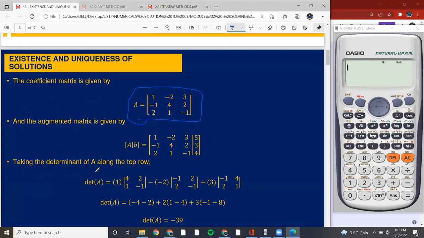Now, taking the determinant of A along the top row, meaning we pivot here. So 1, cancel its row and column. This is the determinant of A, not of the augmented matrix. So we pivot here, cancel this, and we have 4, 2, 1, and negative 1. Using the calculator to solve the determinant, we can find the determinant of A.